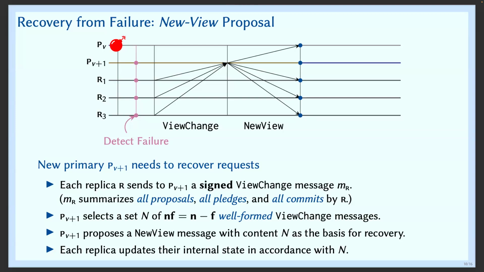And the hope is, if you blame the primary enough times, eventually the primary will change, and eventually you will land on a primary that is non-faulty, and eventually the network is also non-faulty. And when all of those align, that's the only time the protocol can make progress.